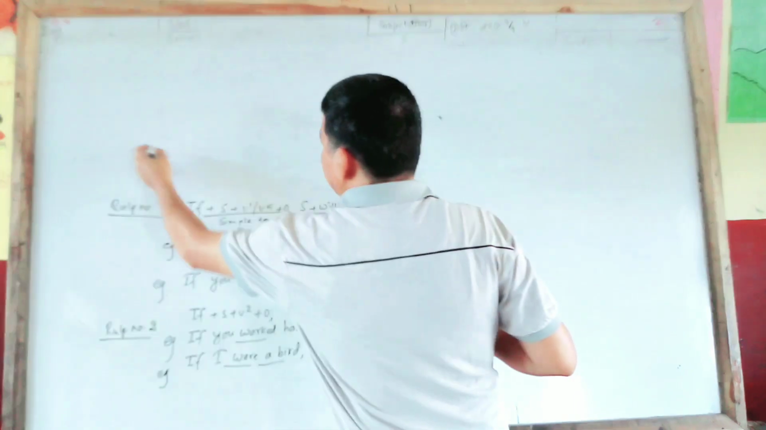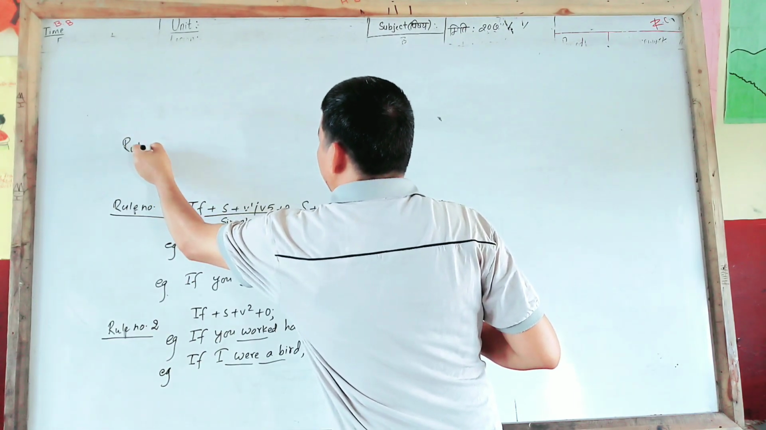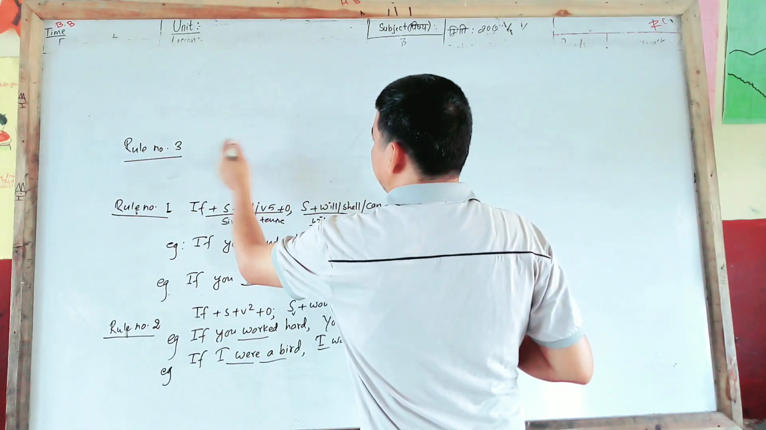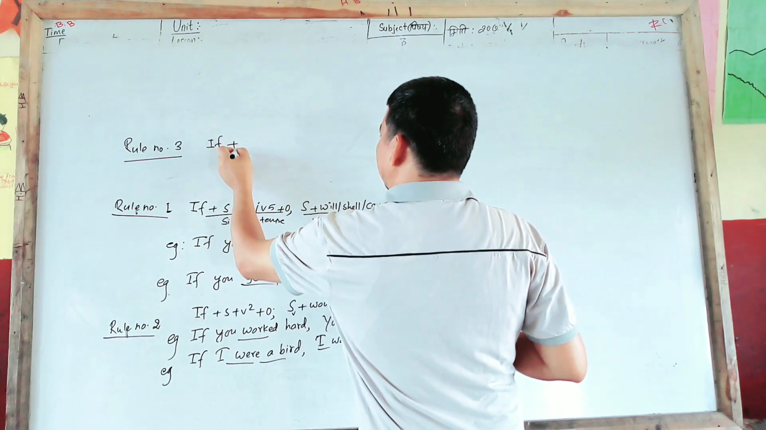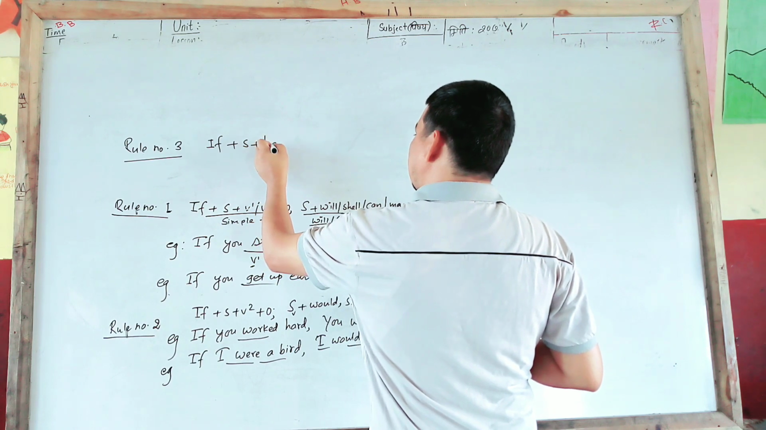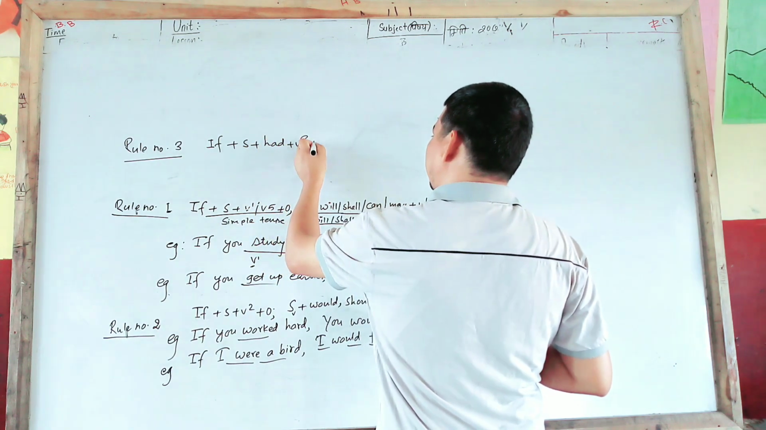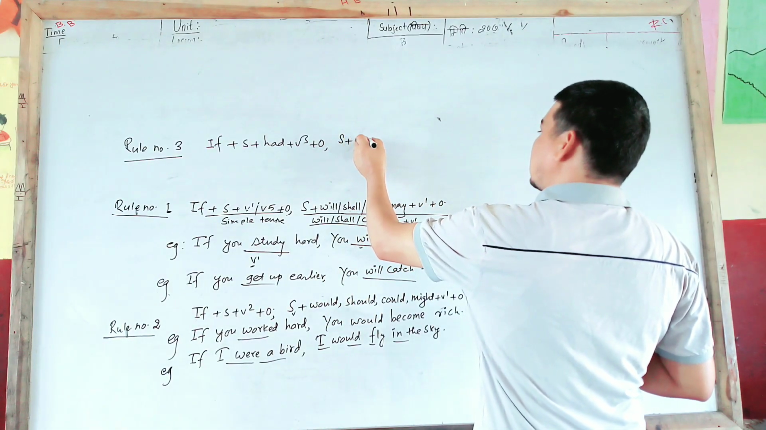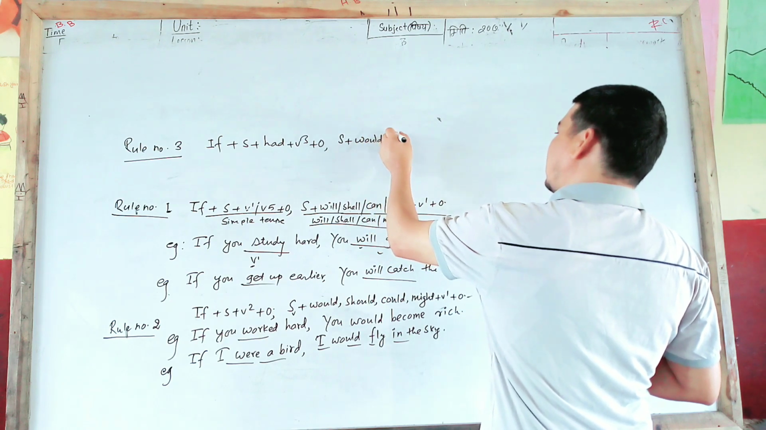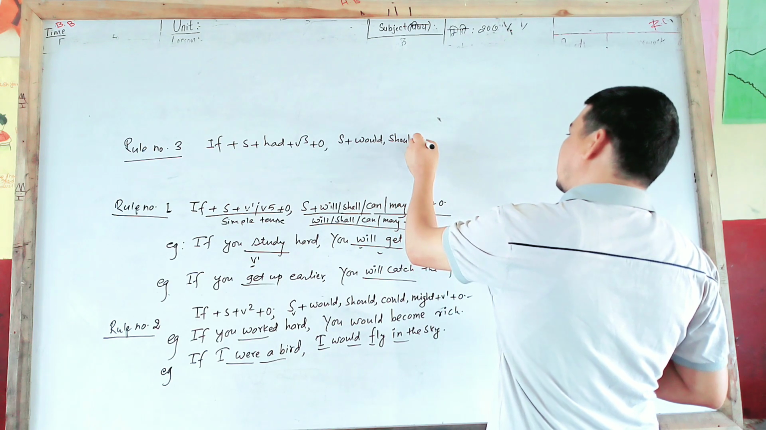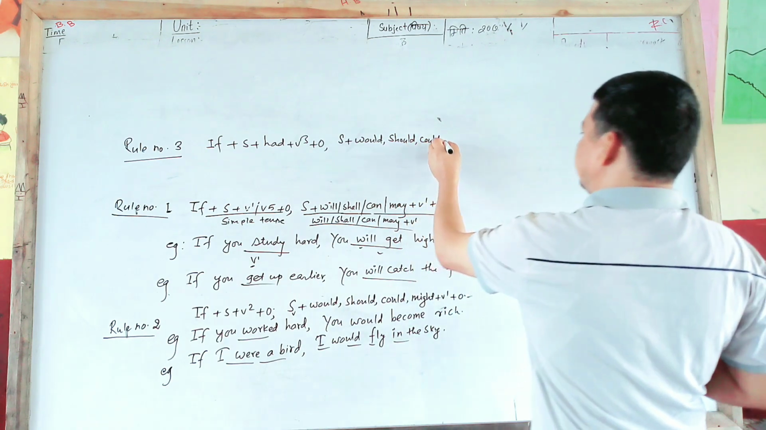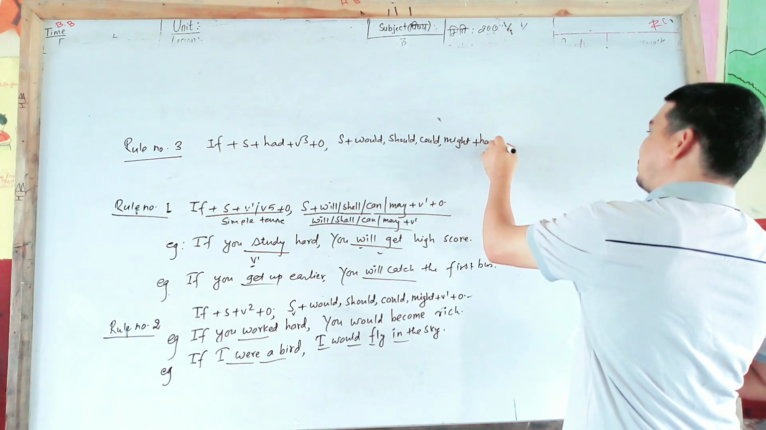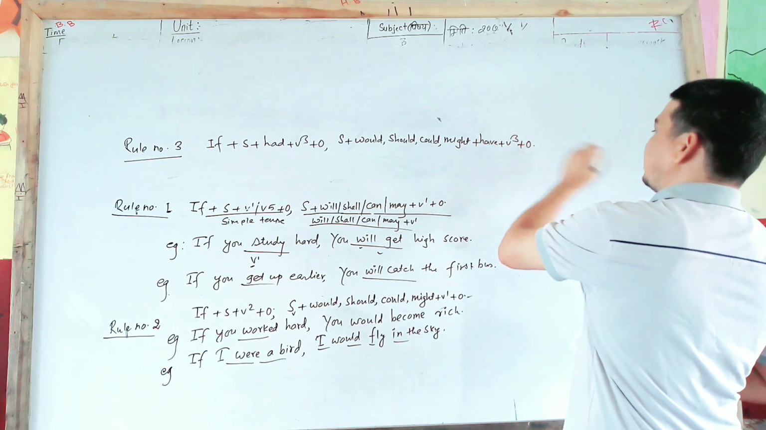The last rule is rule number 3. Rule number 3 is if plus subject plus had plus v3 plus object, then subject plus would, should, could, might plus have plus v3 plus object.